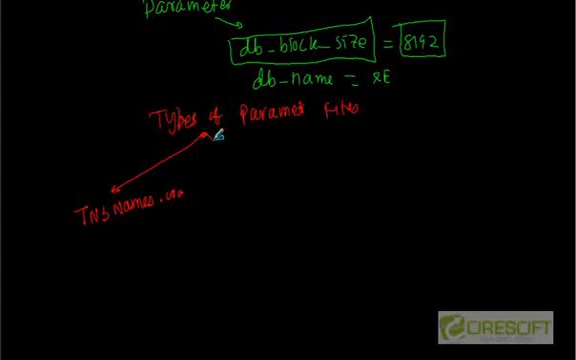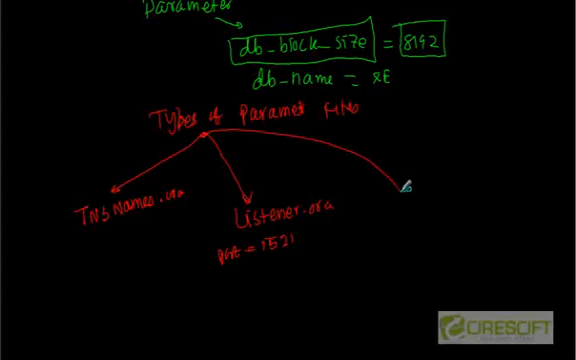Then another file is listener.ora. Listener.ora is a file which tells on which port my listener is going to run. For example, by default it is always 1521, but you can go to listener.ora and change it. There is a parameter called port equal to 1521. Instead, if you say 1523, that means the next time you start your listener, it is going to listen on port 1523. Then another type of parameter file, the most important one, is called the database parameter file.